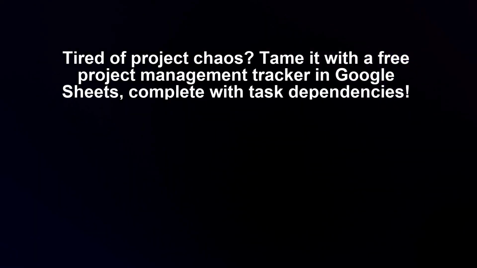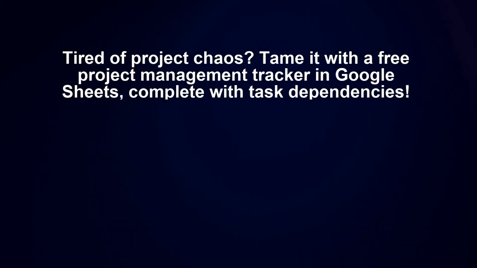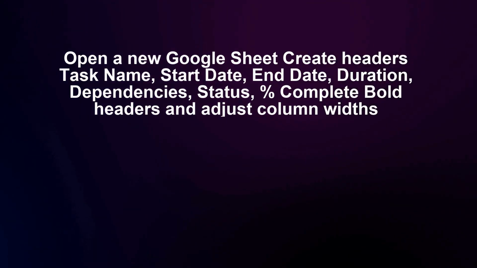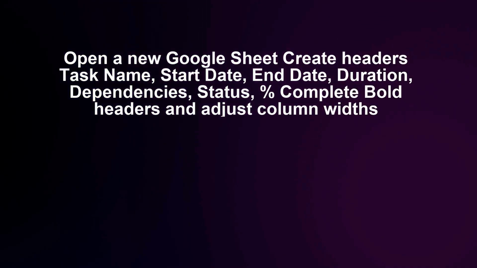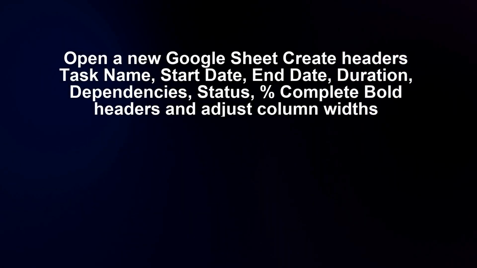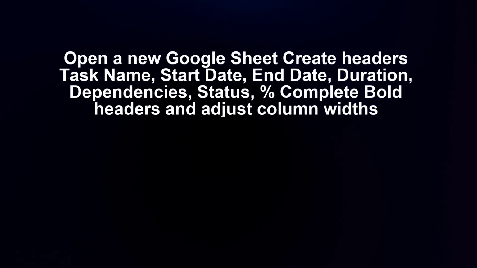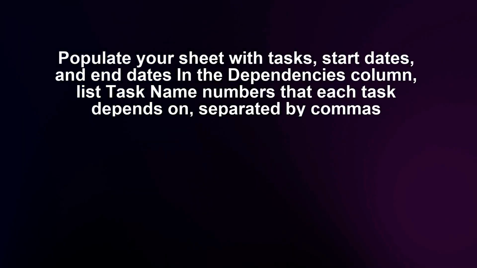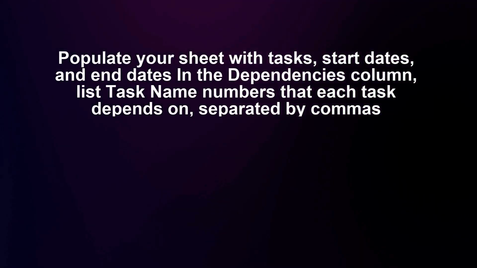Tired of project chaos? Tame it with a free project management tracker in Google Sheets, complete with task dependencies. Open a new Google Sheet, create headers: task name, start date, end date, duration, dependencies, status, % complete. Bold the headers and adjust column widths. Populate your sheet with tasks, start dates, and end dates.